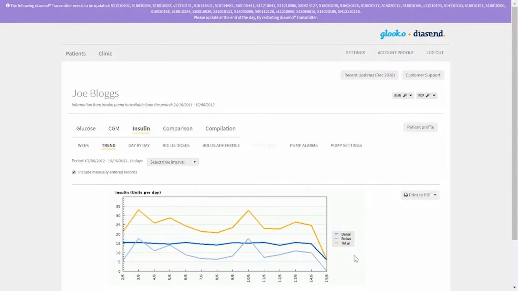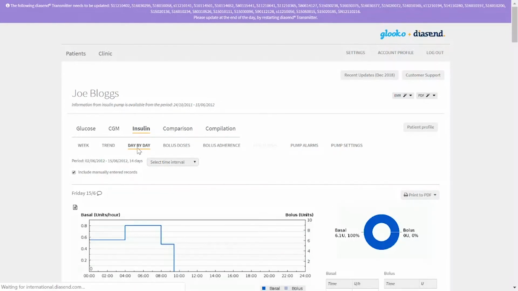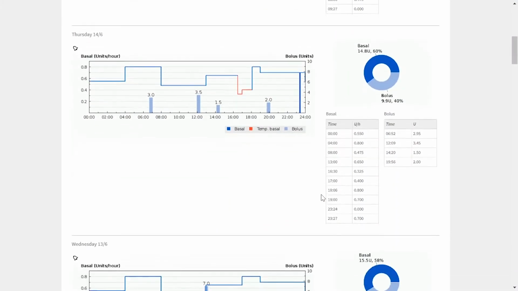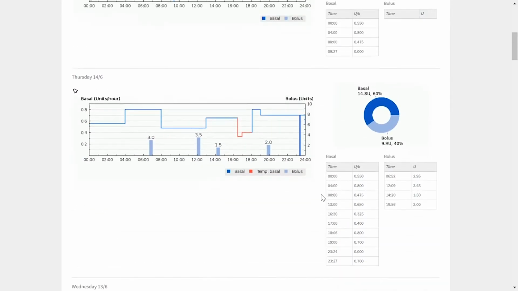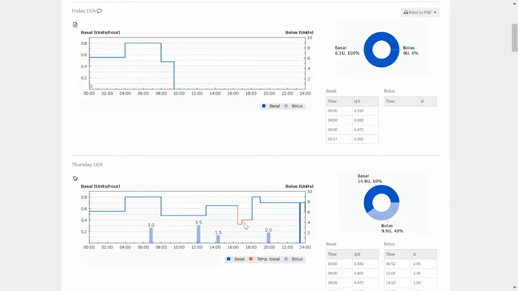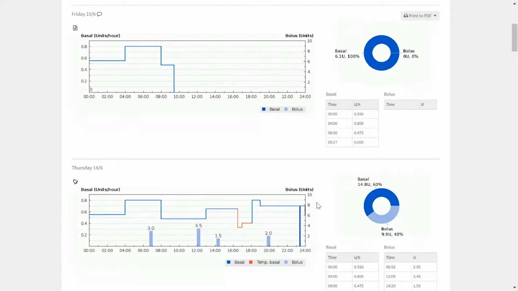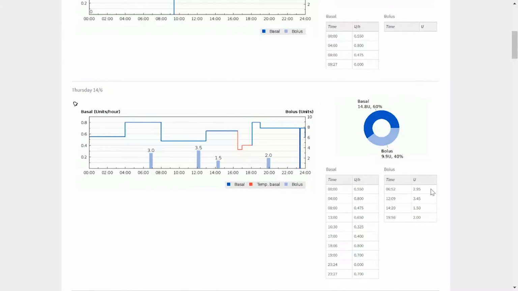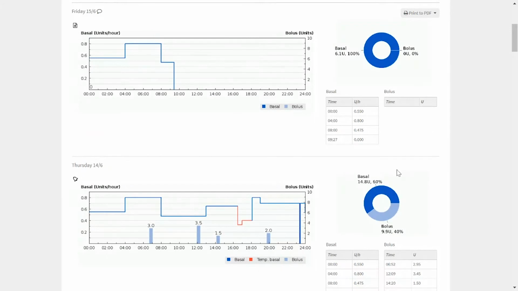As we click onto the next tab, day by day, you will see the individual basal and bolus profiles that a patient has given on a day-by-day basis. You will see that you can also find the temporary basals that have been initiated by a patient, as well as at the end of the row, changes in the unit per hour flow of insulin in the basal profile, as well as individual bolus amounts and the exact times that they were administered.